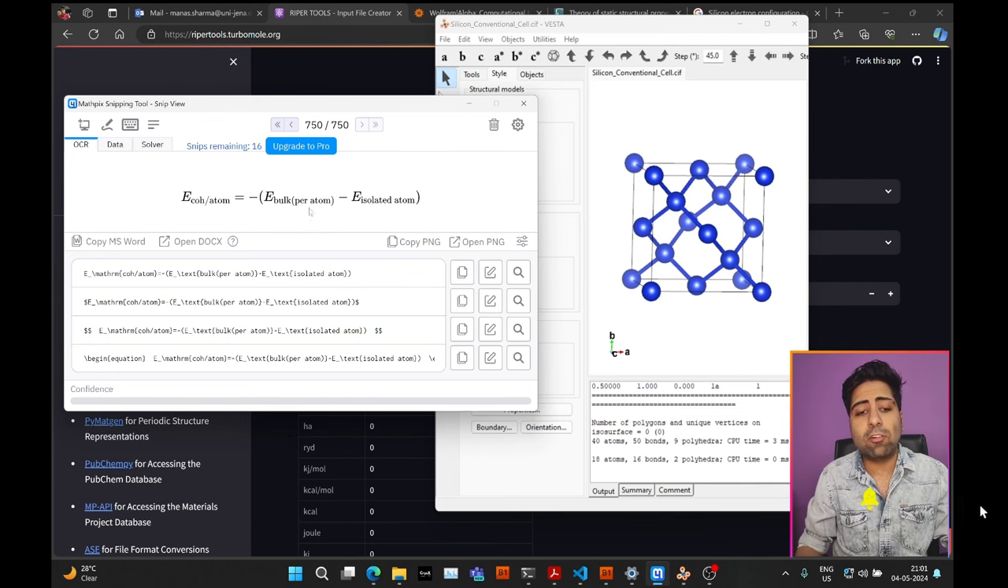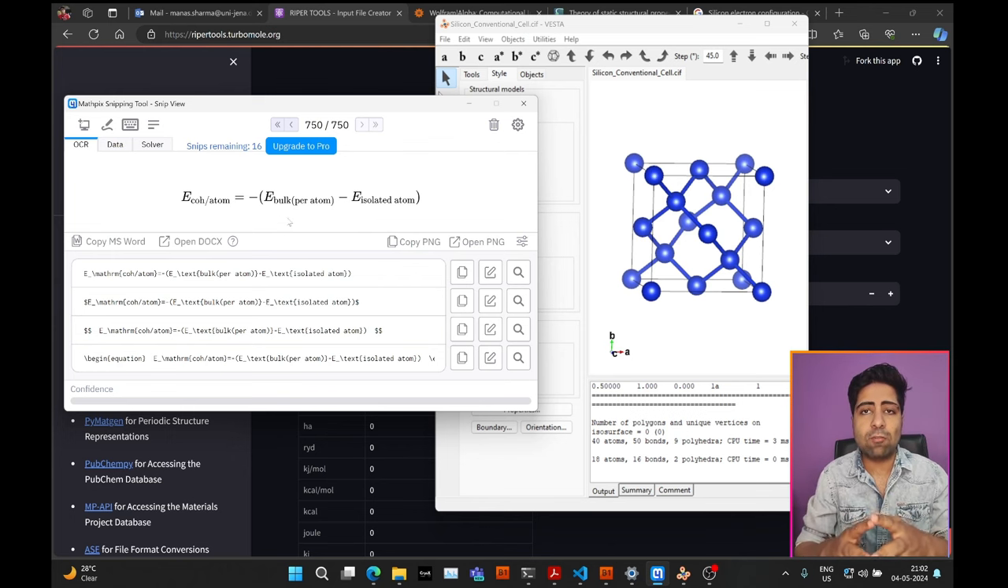So essentially, you calculate the energy of your bulk crystal, and then you divide it by the number of atoms in your crystal, or the unit cell, actually, to get the bulk energy per atom. And then you subtract the energy of the isolated atom, which in this case would be silicon, from this energy. And then you take the negative of this difference.